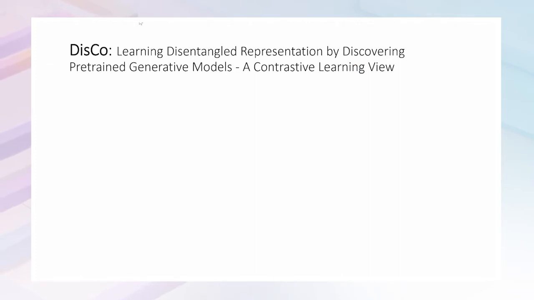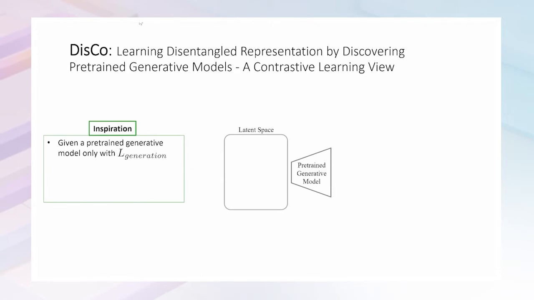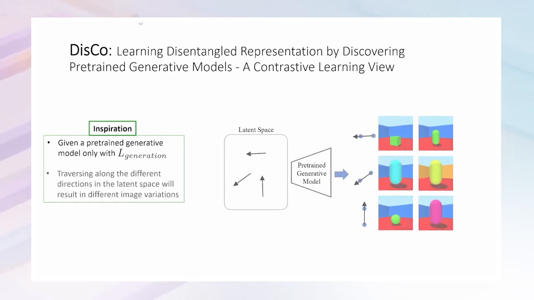We propose DisCo to learn disentangled representation by discovering pre-trained generative models from a contrastive learning view. DisCo is inspired by some previous work. Given a pre-trained generative model without any disentanglement regularization, when traversing along different directions in the latent space, the generated samples show different variations. This indicates that there are disentanglement properties embedded in the latent space.